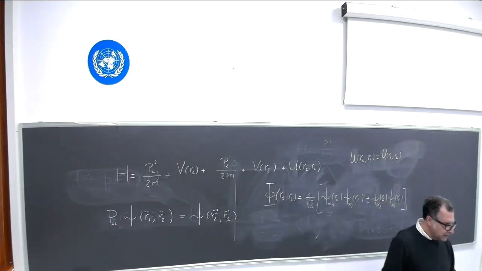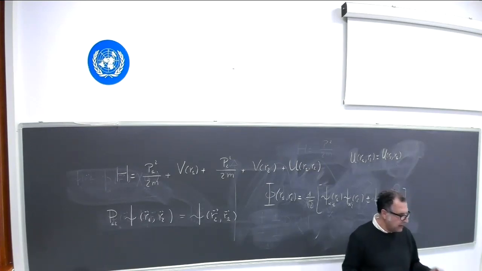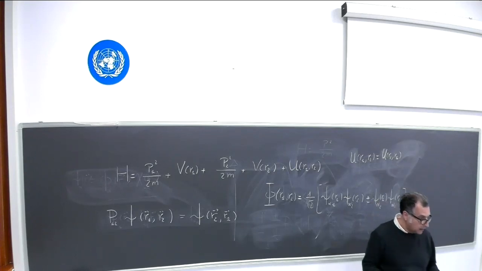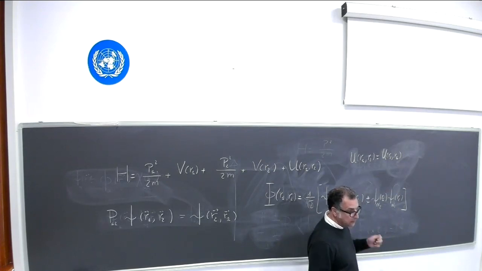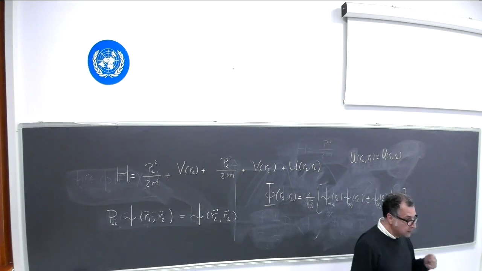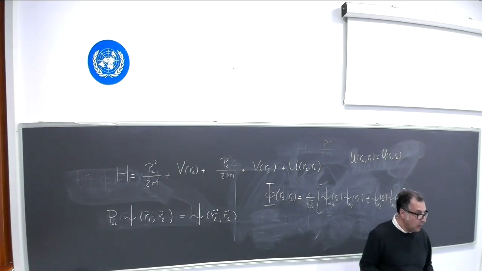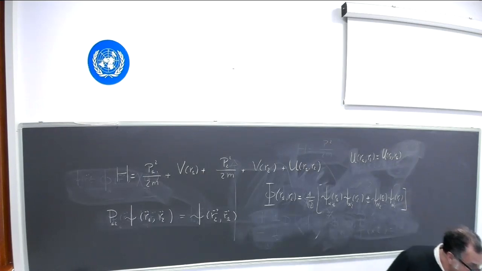So symmetrization or anti-symmetrization is something which is linked to the spin of particles. Particles with half-integer spins are called fermions and obey anti-symmetrization, while particles that have integer spins are called bosons, and their wave function is symmetrized.